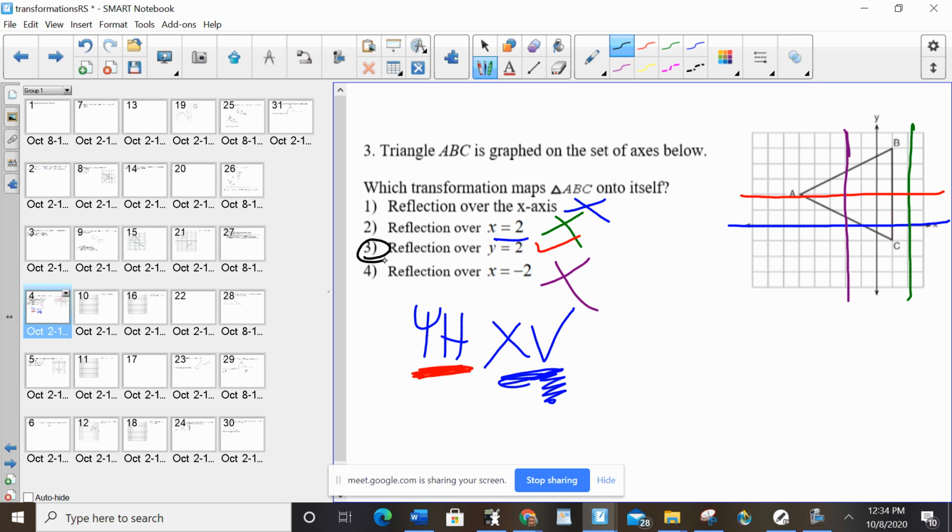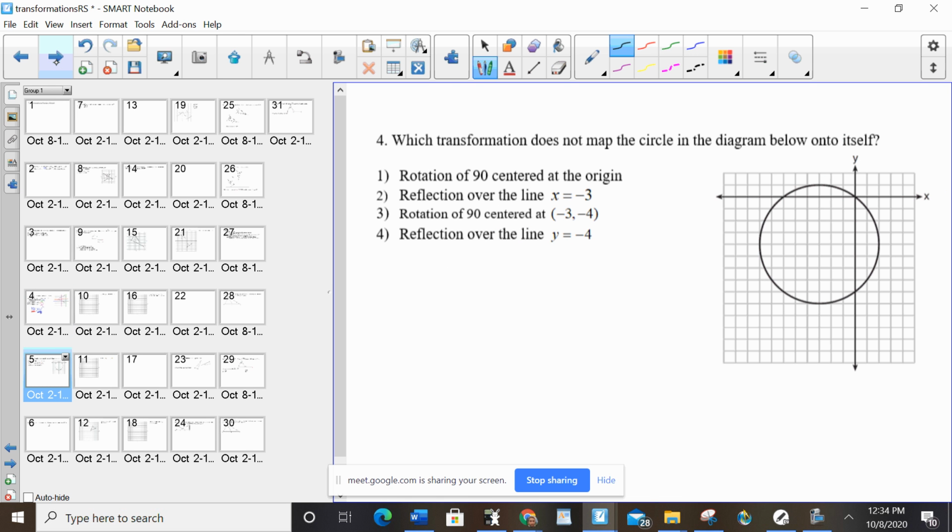So, for reflections, line of reflection must equal the line of symmetry. And for rotations, the center of rotation must be the center of the shape. So let's just quickly take a look at that concept. For number 4, there's 2 rotations. There's one centered at the origin, and there's one centered at -3, -4. The origin is not the center of the shape, so that one cannot map it onto itself. -3, -4 is the center of the shape, so that one would map it onto itself.